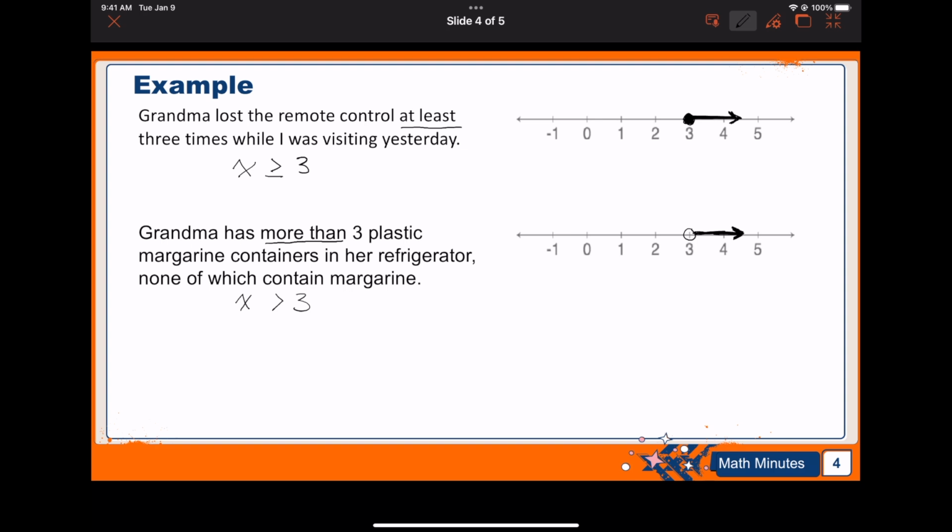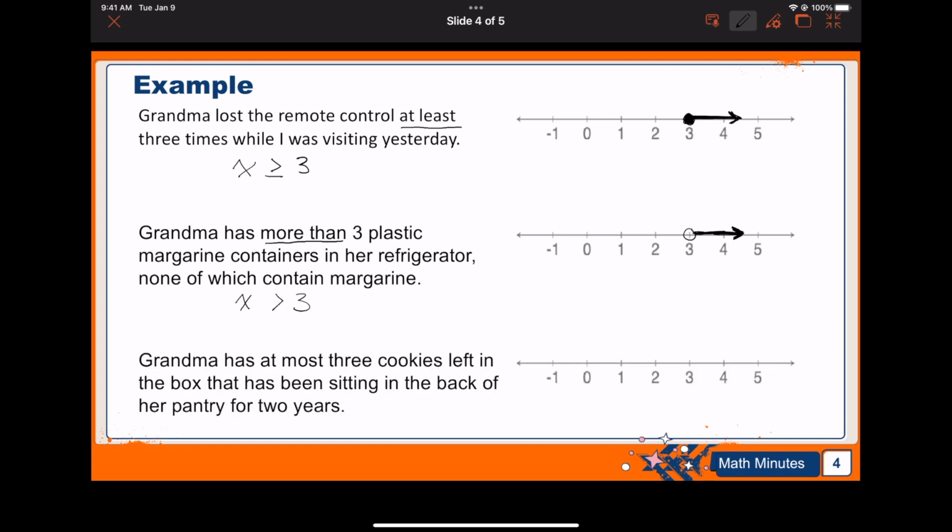All right, let's take a look at one last one. Grandma has at most 3 cookies left in the box that has been sitting in the back of her pantry for 2 years. Those are some stale, gross cookies, but you won't throw them out.